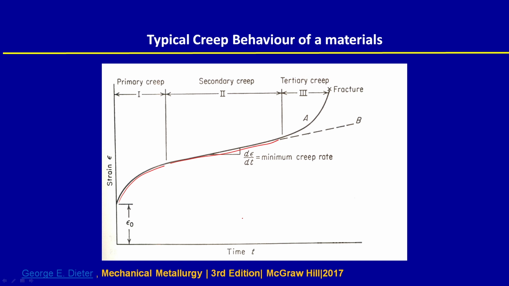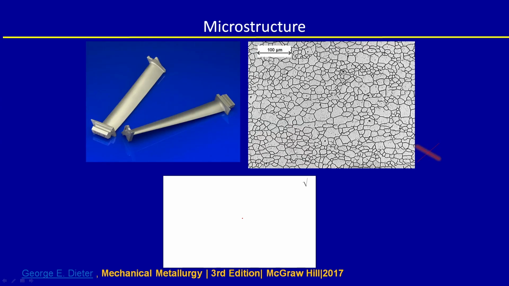And this shows the 3 stages of creep: primary, secondary and tertiary. What is important is the secondary creep. That is where the creep rate, which is nothing but d epsilon by dt, is almost constant. And we would like to operate in that regime very clearly.